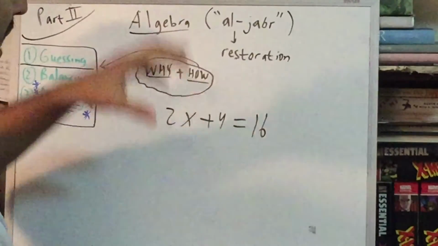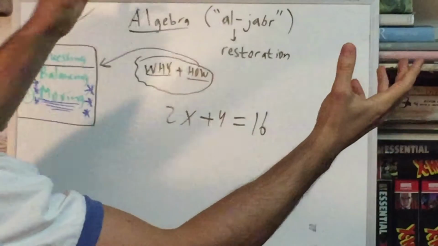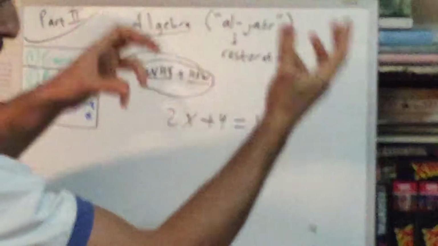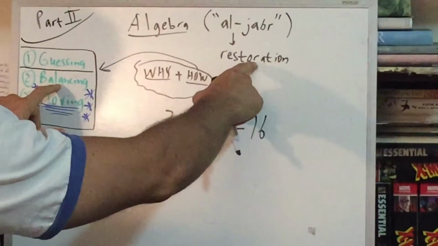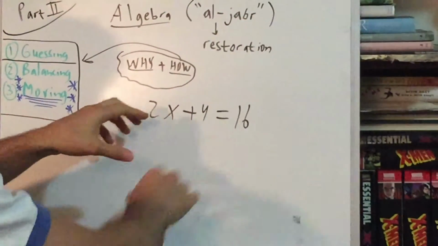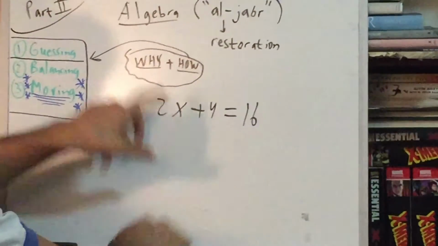So if I have a 500-pound horse here, I need a 500-pound horse here. If I have this one at 499 pounds, they're not going to balance. So by balancing, we're going to use this concept of restoration, which is we're going to try to undo stuff that's going on to get an x.